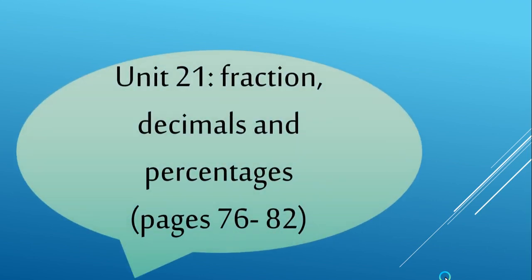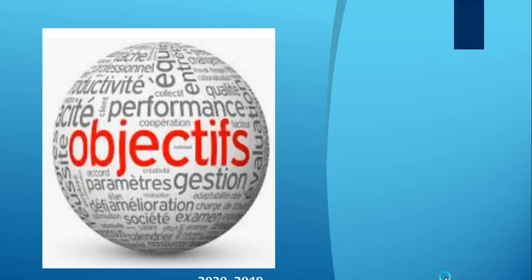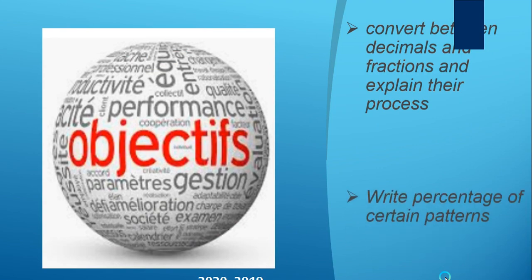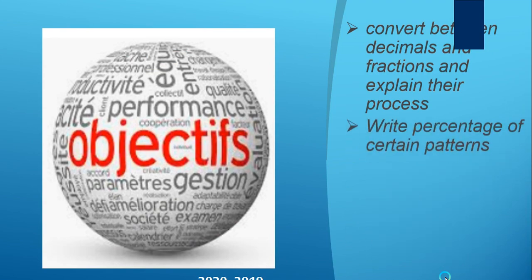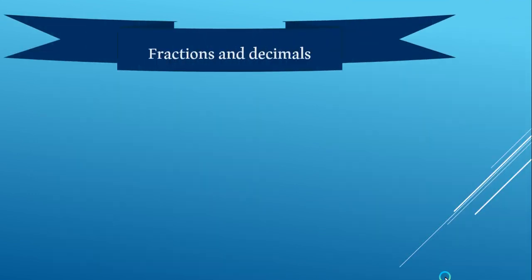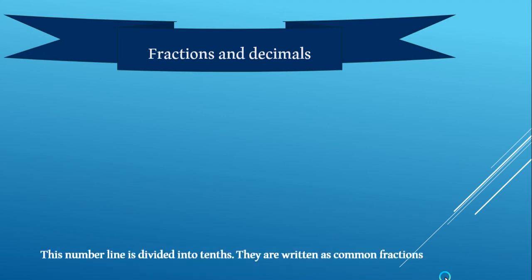So unit 21, fractions, decimals and percentages, pages 76 to 82. Let us discover our objectives today. First one, convert between decimals and fractions and explain their process. Second one, write the percentage of certain patterns and convert between percentages and fractions. So first one, fractions and decimals.